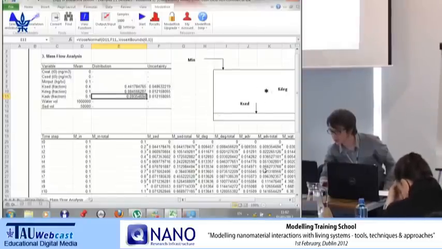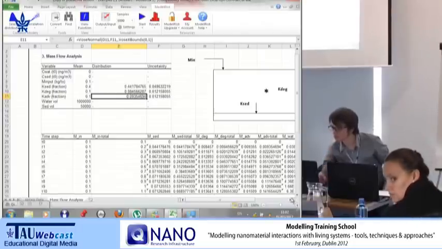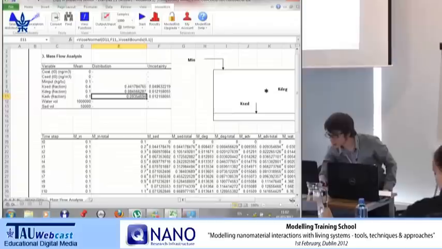Can you show where the formula is sitting for the rate? Mm-hmm.